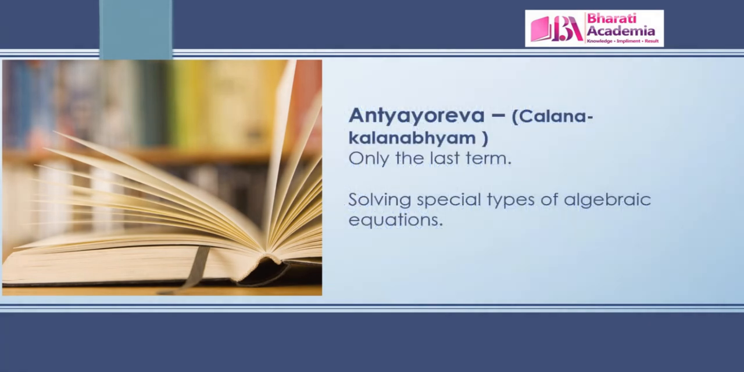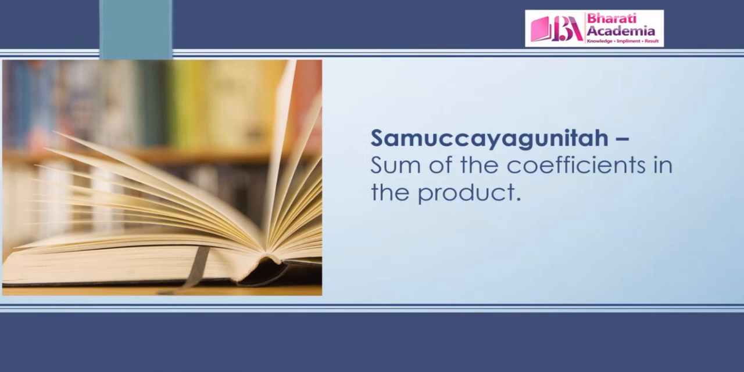Antyayoreva. Its parent sutra is Chalana Kalanabhyam. It means only the last terms. It is useful for solving special types of algebraic equations. Samuccayagunitah means sum of the coefficients in the product.